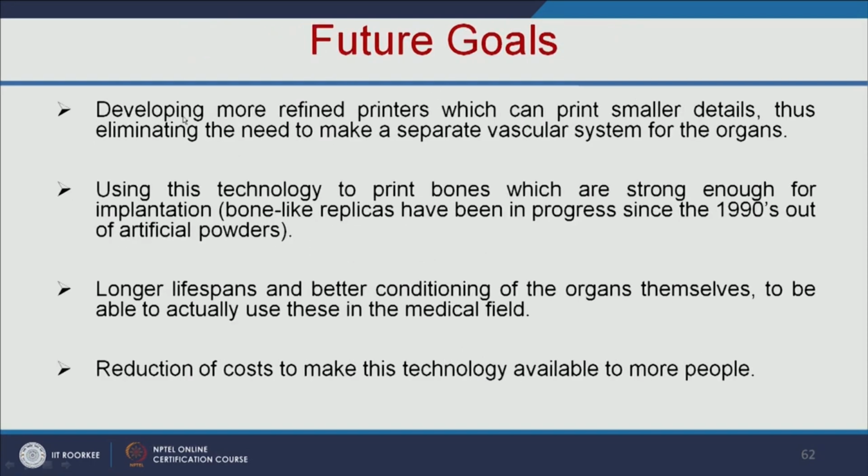So, these are the future goals. The first one is developing more refined printers, which can print even smaller details. This will eliminate the need to make a separate vascular system for the organs, and also it can increase the lifespan of the artificially printed organs, okay. And also we can reduce the cost of this technology so that it can be made available to more people.